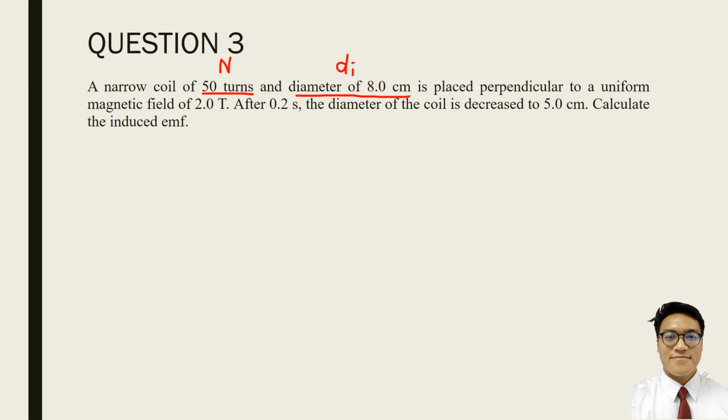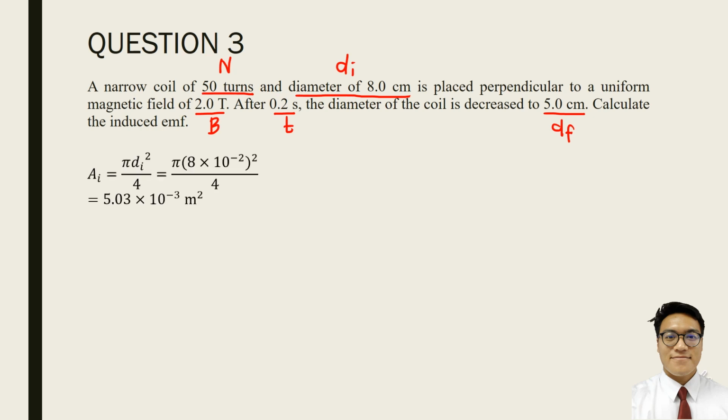And then the magnetic field has a magnitude of 2 Tesla. This is B. 0.2 second is our time, and then 5 centimeter here is the final diameter. Okay, calculate the induced EMF again. We need to find first the initial area.